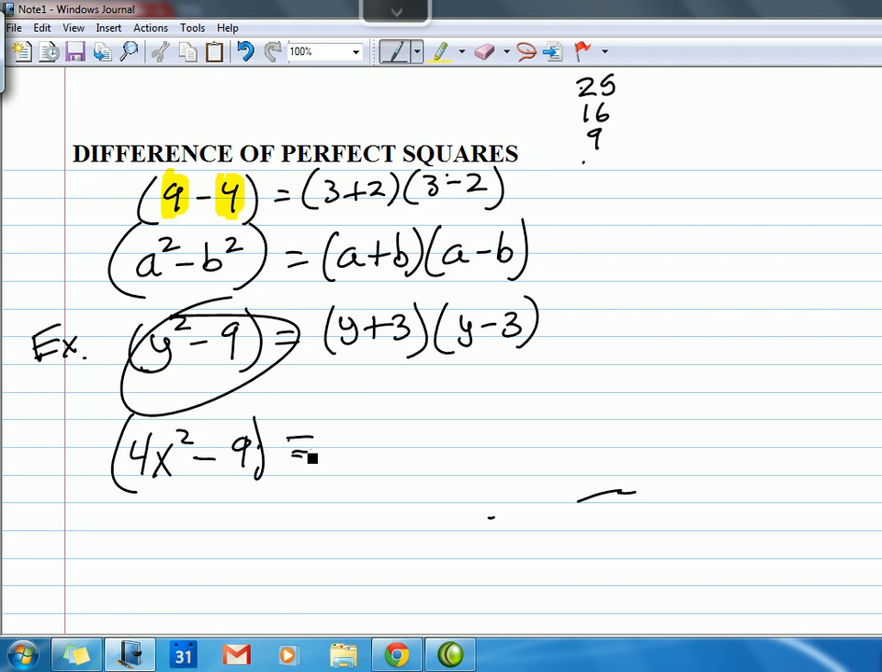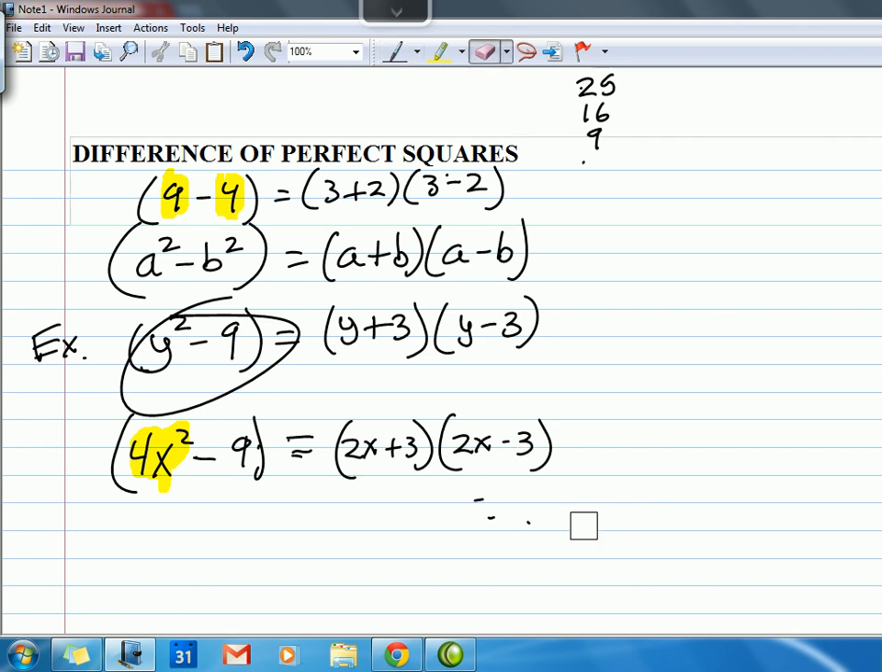So now here, do we agree that this is a perfect square? Yes, because the coefficient is a perfect square and the variable is a perfect square. So 4 is a perfect square and x squared is a perfect square. And 9 is also a perfect square. So since that's the case, what are we going to end up with? What number can I multiply by itself to get 4x squared? That would be 2x, wouldn't it? So you'll get 2x plus 3, 2x minus 3. Fair enough? All right, so that's the idea behind difference of perfect squares.